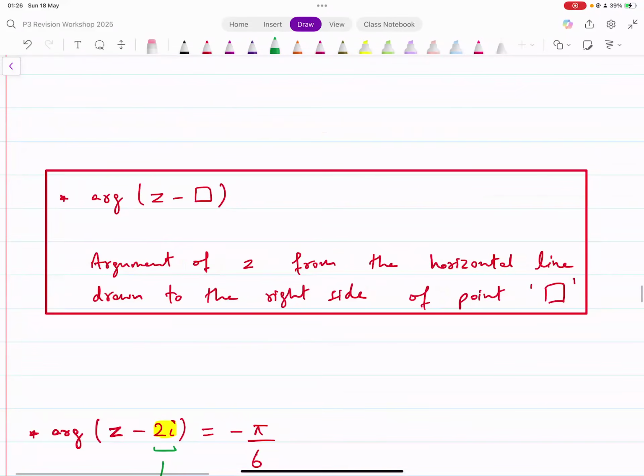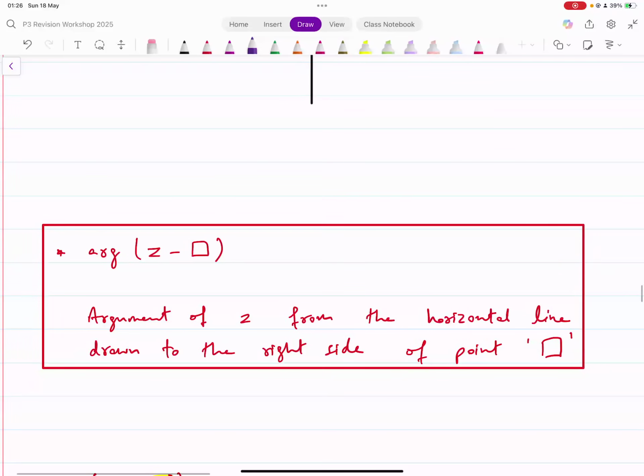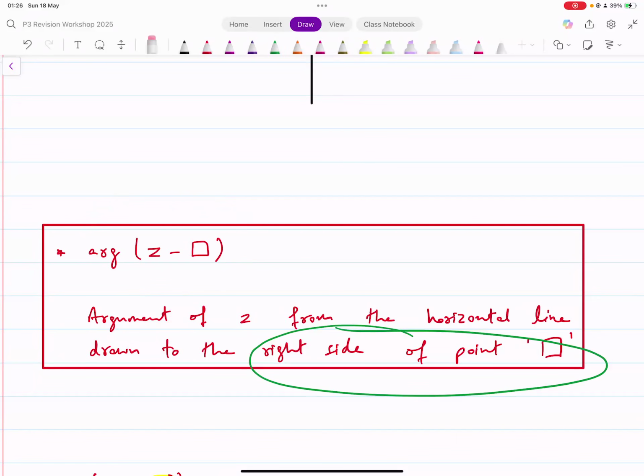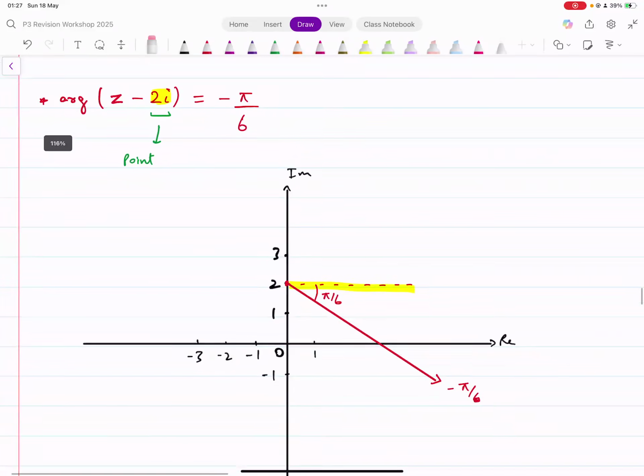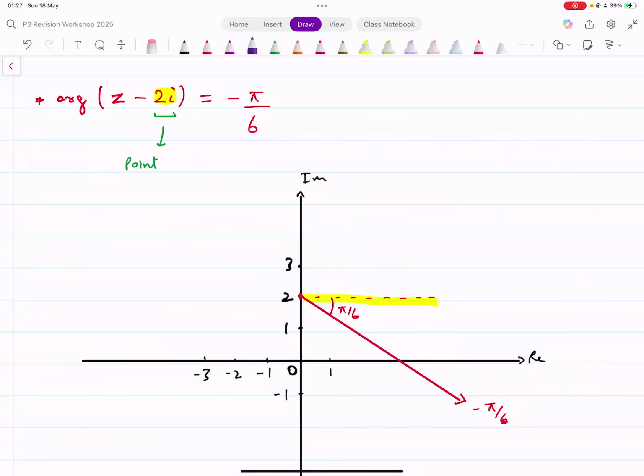Now, in this case, how do you understand this? This is the standard notation that we've got. Argument of z minus some expression. We would say this means the argument of z measured from the horizontal line drawn to the right side of that point. So we will be measuring the angle from that point. If you draw a line on that point, the angle will be measured from that point. For instance, if you have argument of z minus 2 iota equal to minus pi over 6.